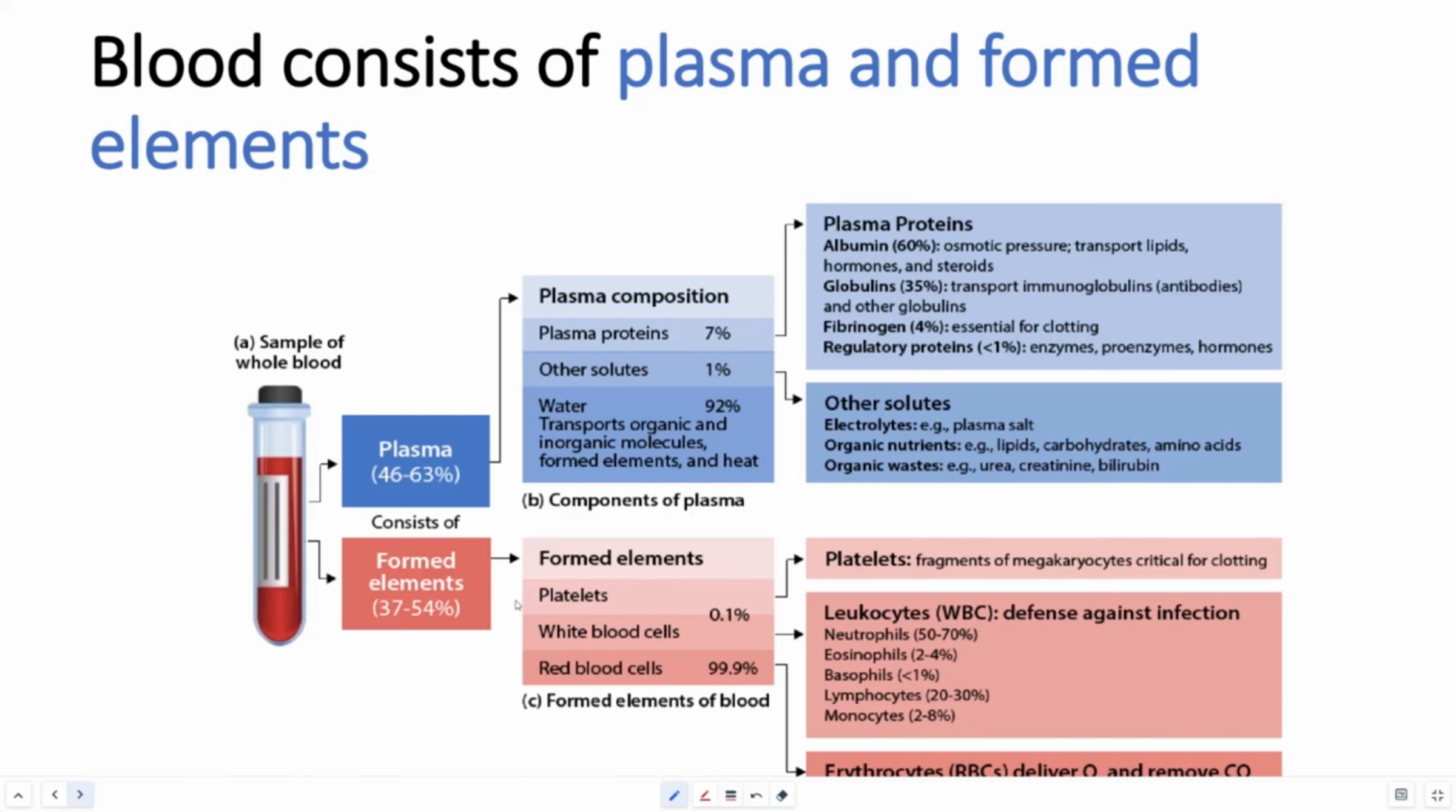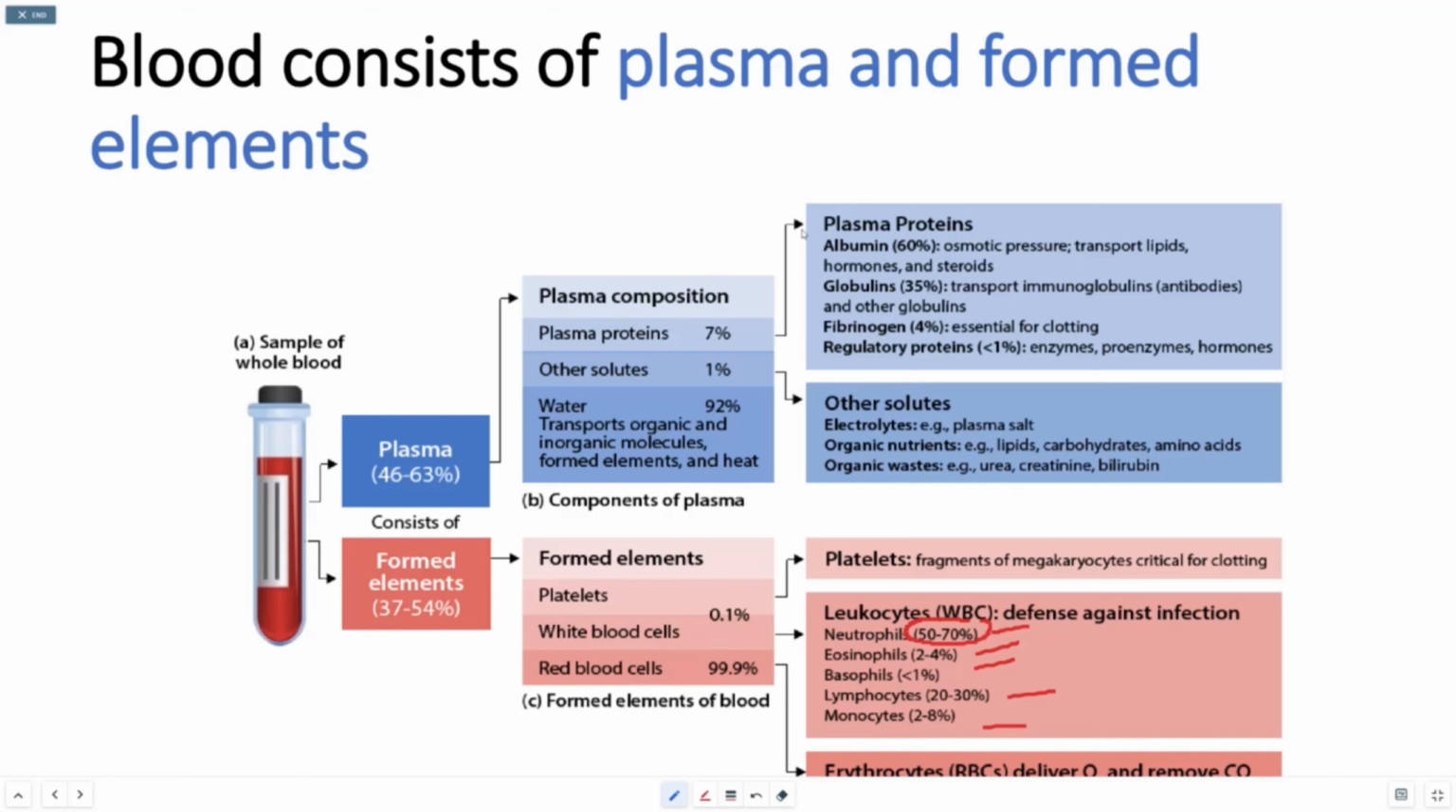You'll see that there are different kinds of formed elements in there. There are the platelets, white blood cells, and red blood cells. And there are some categories of the leukocytes, which we'll talk about as well, like neutrophils, eosinophils, basophils, lymphocytes, and monocytes. And notice that neutrophils dominate, making up 50 to 70% of all the white blood cell types.